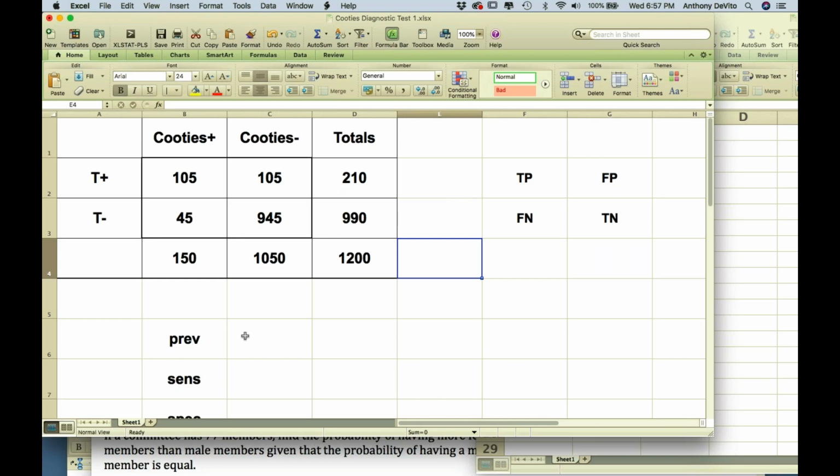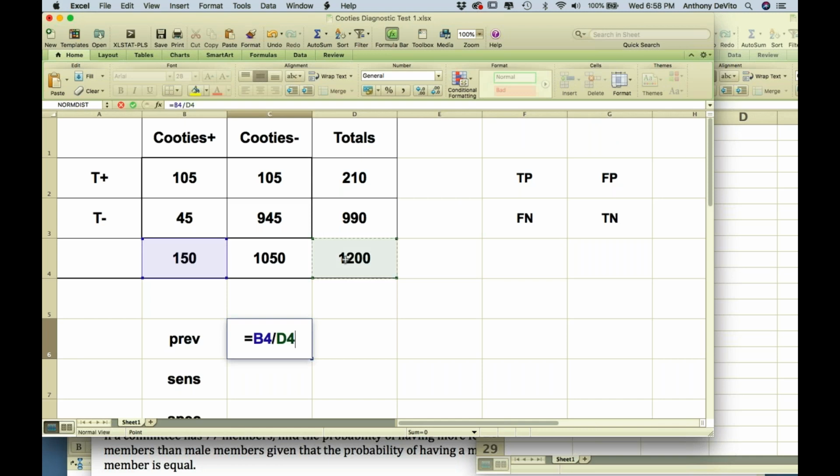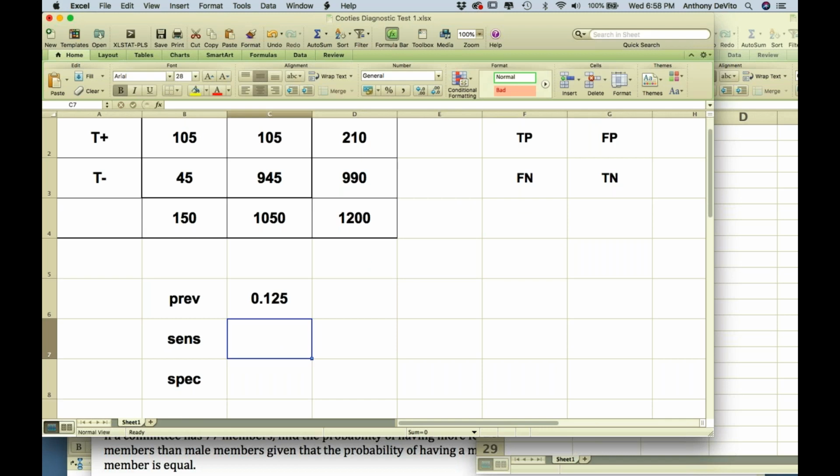So the first thing I might be interested in is, how many people in this population have this disease? Well, the prevalence is going to be equal to the number of people in the population who have the disease over the total population. In other words, 150 out of 1,200, or about 12.5% of the population, 0.125.